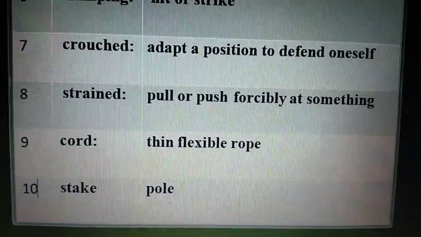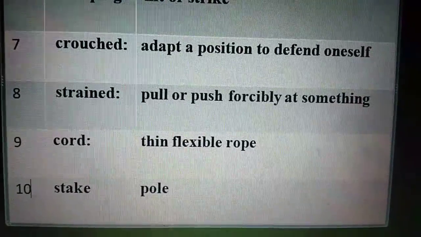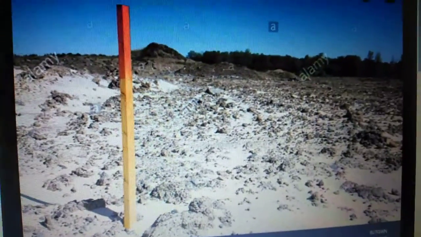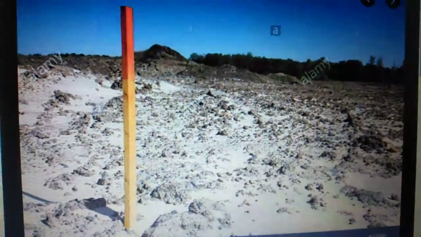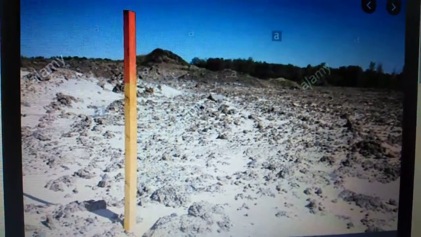The last word is stake. The meaning of stake is pole. What is the meaning of stake? Pole. Now look at this image. It is a pole and it is called stake. It is called stake.